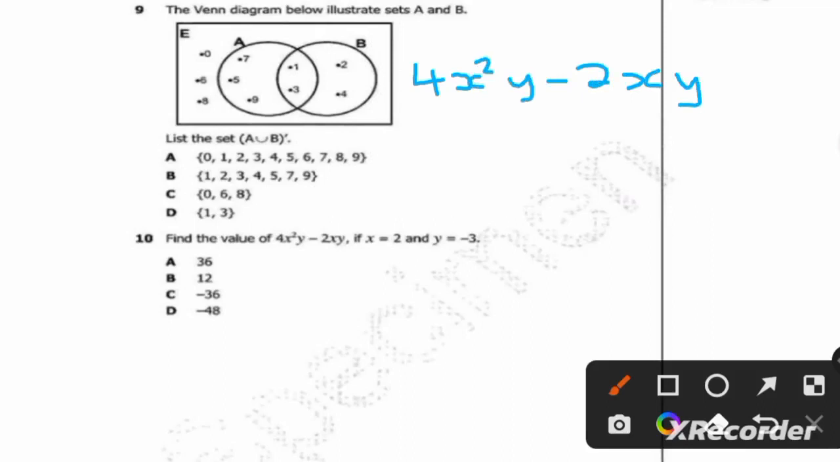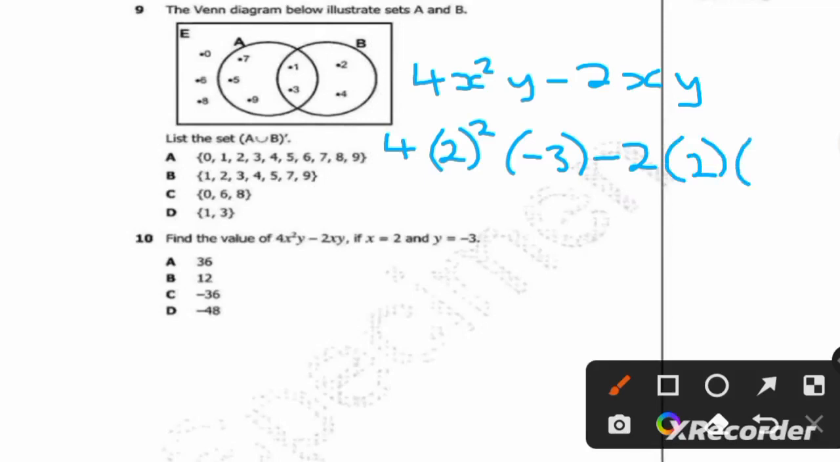So where there is x, we are going to write 2. Where there is y, we are going to write negative 3. Let us work out.